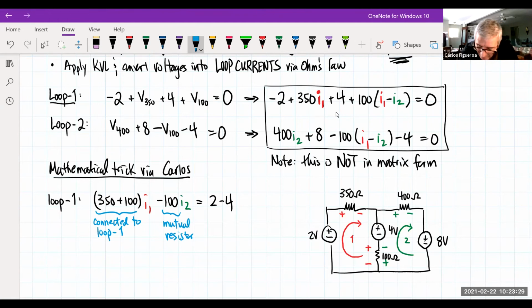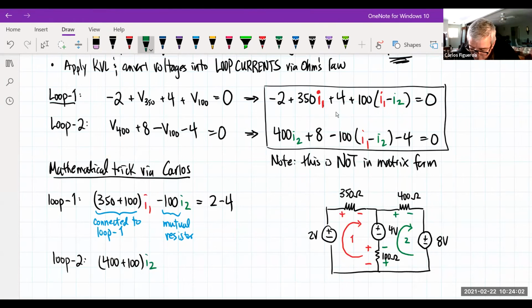So if I add all of the mutual resistors, all of the resistors connected to loop 1, I automatically get 350 and 100. But if I see a mutual one, I subtract it. Now let's go to loop 2 here now. So if I go to this circuit, look what it says here. For loop 2, if I play the same type of game here, look at that. I have 400 and 100 connected to loop 2.